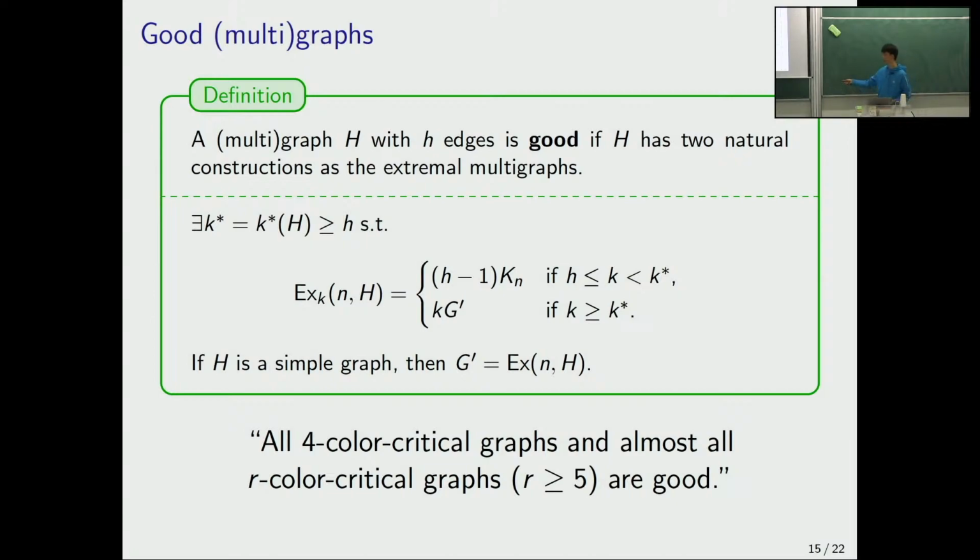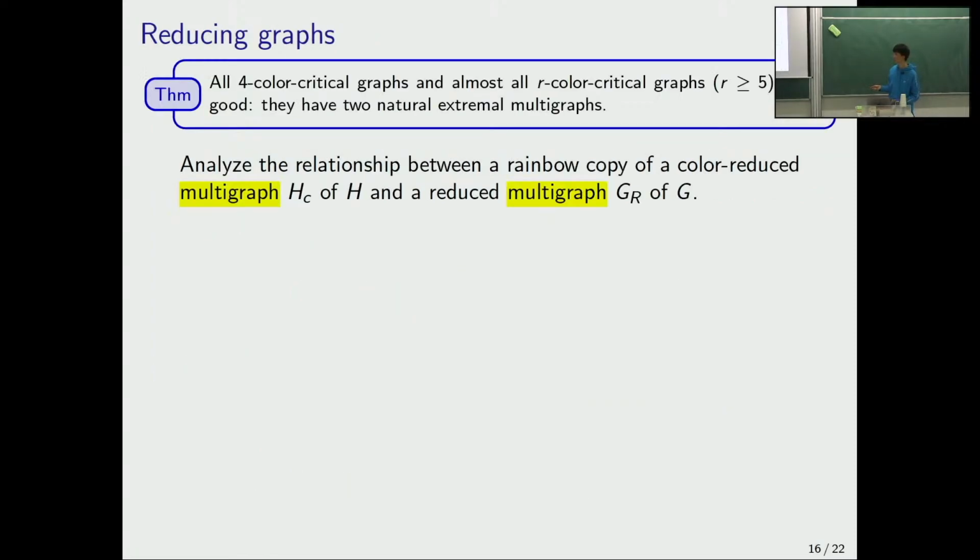So what we prove can be interpreted like this. Those all four theoretical graphs, and almost all theoretical graphs when R is greater than or equal to 5, are good. I introduce this notion of good to write this simply. Rather than just analyzing the relationship between H and G directly, we somehow reduce H into HC and reduce G into GR, and analyze the relationship between HC and GR. And we go back to H and G and try to say something about G. And here is just a simple interpretation of our theorem.